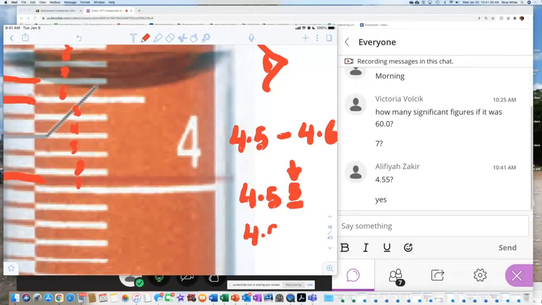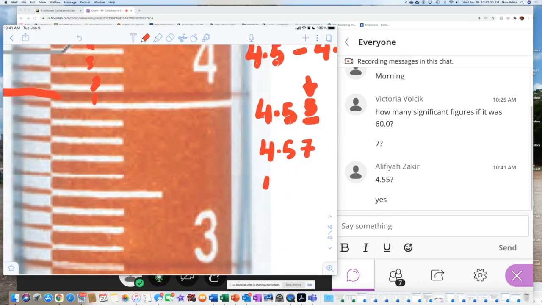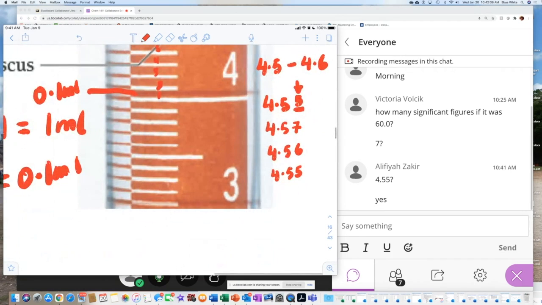I say it's 4.57. Does it make me more right than her? No, that's just how I see it. Anybody else say a different number? Okay, I'll make up some other numbers. We have 4.56, we have another 4.55, and then we have all these numbers, right?